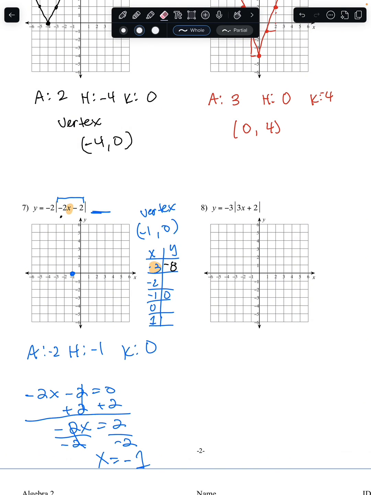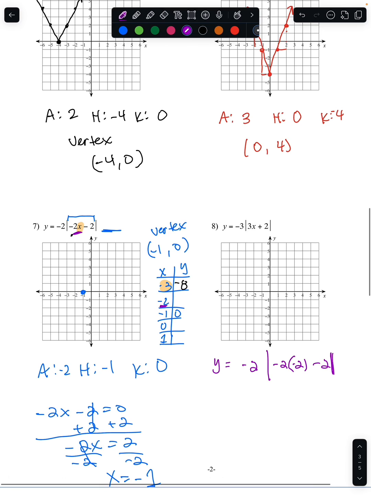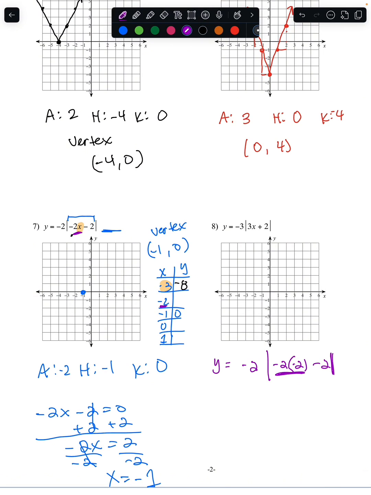All right, now for the next number, I've got to plug in this -2 where this x is at, right there. So we're going to do the same thing that we just did. -2, absolute value, -2 times that -2. There's a whole bunch of -2s on this one. Minus 2. Wow. All right. -2 times -2 is a positive 4. Positive 4 minus 2 is still just 2.